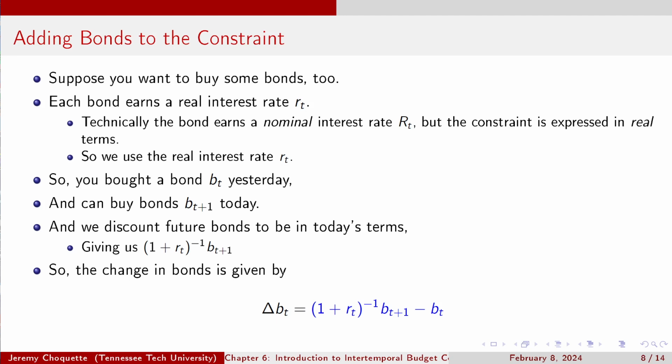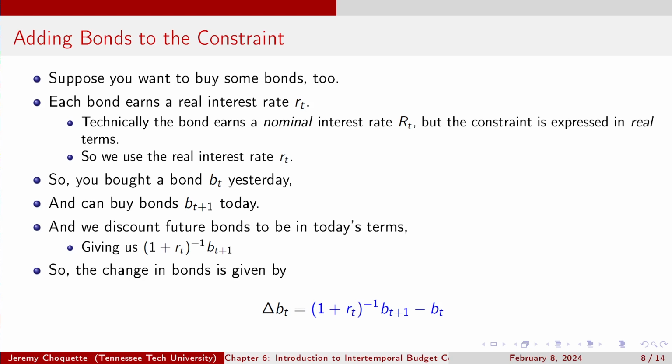Maybe you want to have some bonds. Now, bonds earn a real interest rate, lowercase r. So technically, the bond earns a nominal rate. That's what gets cited whenever you buy a bond, which is capital R, but the constraint is expressed in real terms, so we want to have the real interest rate. Don't really worry how we get that. It's really just kind of like dividing by the price level, but then you kind of have to convert stuff into inflation and all that. So just take my word for it. It's like a bastardization of the Fisher equation.